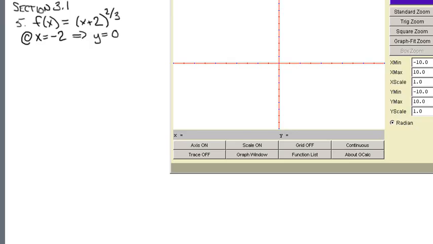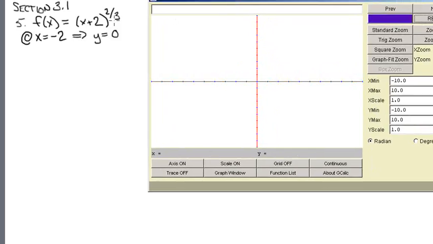Okay, so in section 3.1, number 5, we're given a function, f of x equals the quantity of x plus 2 to the 2/3. They give you a picture along with this, but we don't have that picture here, so we'll use a graphing calculator to get an image of what this looks like. They say to find the value of the derivative, if it exists, at the indicated extremum. In the picture, they give you x equals -2.